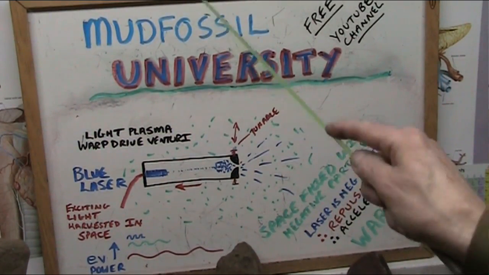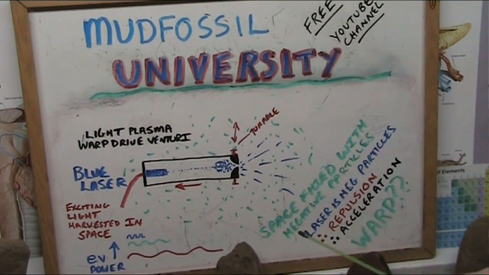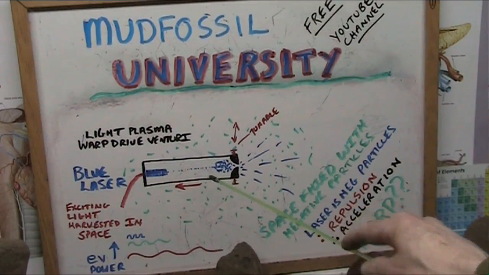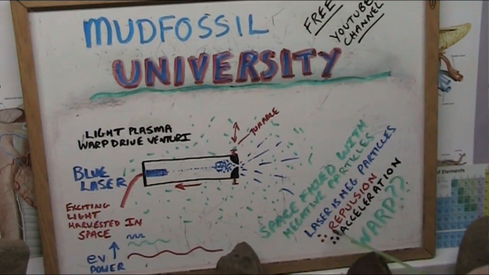So, final statements. Space is filled with negative particles. That is the light that is emitted from every luminous source. No question about it. Laser is negative particles. No question about that. I showed that in the experiment, the red laser. Therefore, you end up with repulsion between the particles in space that are negative and the particles coming out of the laser that are negative, and they are going to cause you, therefore, to accelerate.